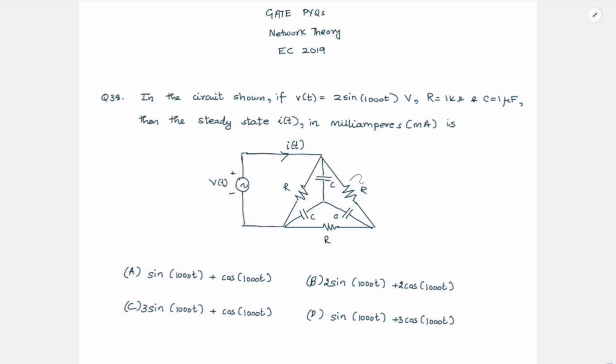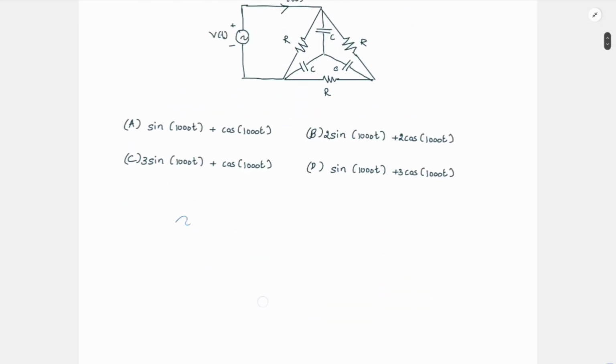With respect to this question, since the R's and C's are equal, you can try to form a balanced Wheatstone bridge and get rid of one of the C's, and then it simplifies. But if your R's are different, then you have to do it by delta Y transformation. Okay, so let us approach it.